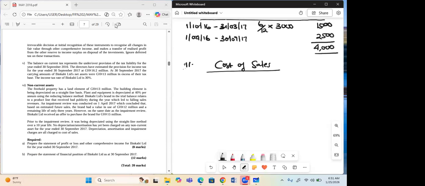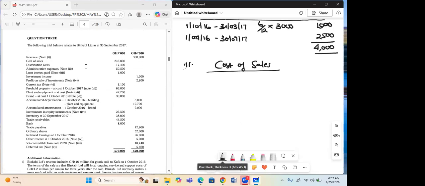He has listened. Okay, so cost of sales. So go to the trial balance, cost of sales. Let's see the details. Do we have inventory or we have cost of sales as a figure? So we have it as a figure, right? Since we have cost of sales as a figure, you can take the opening balance. What's the opening balance? 246,800.